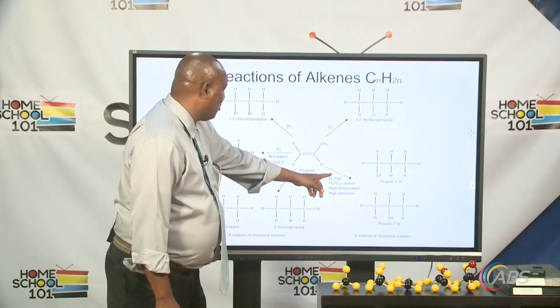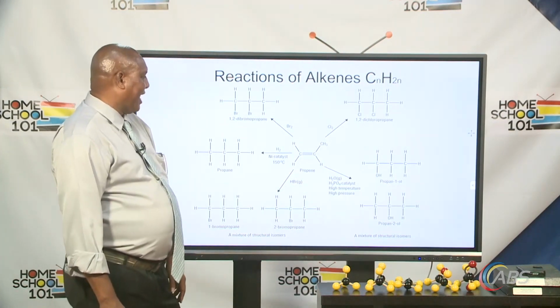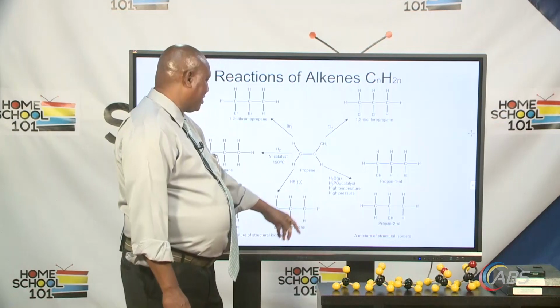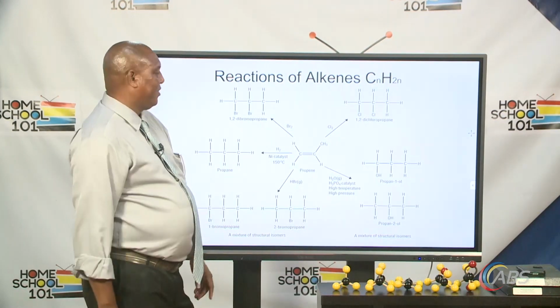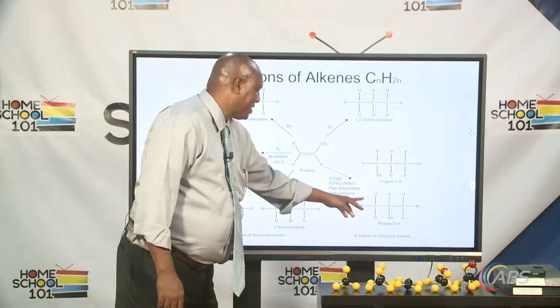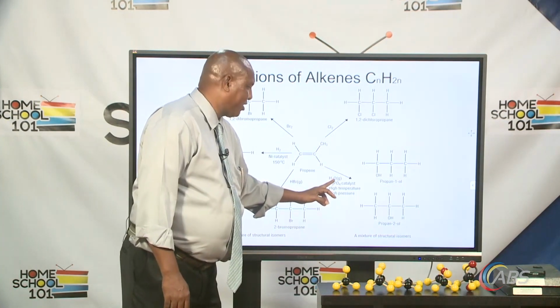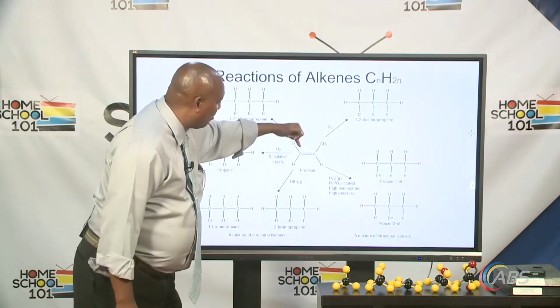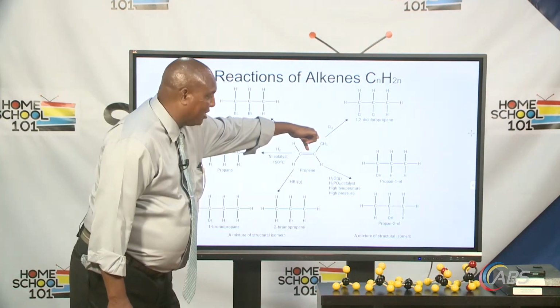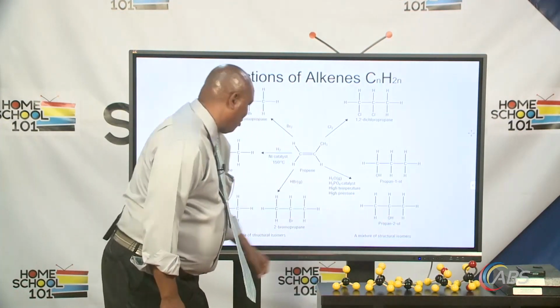Here we have propan-1-ol. If we were to add water or steam, with a catalyst of phosphoric acid, a high temperature and a high pressure, same thing happens. The double bond breaks, and the water, hydrogen and hydroxyl, adds on both sides of what was the double bond. Both sides, H, OH, so propan-2-ol.